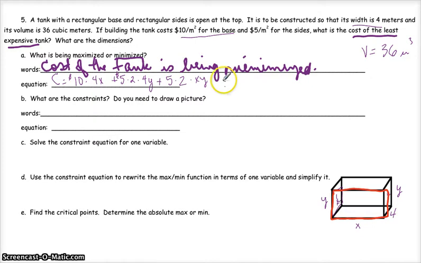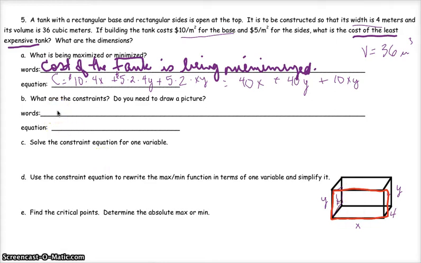So our cost equation is 40x plus 240y plus 10xy. So as we were calculating the cost, we also had to incorporate that with the area of the base and the area of the sides.